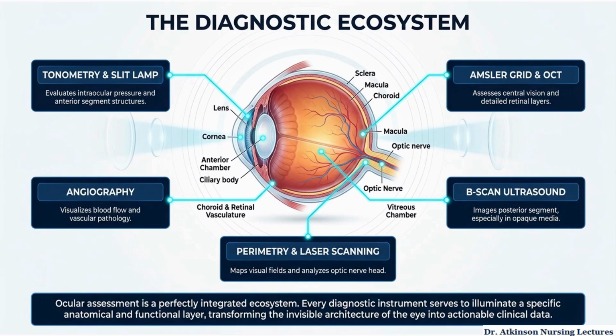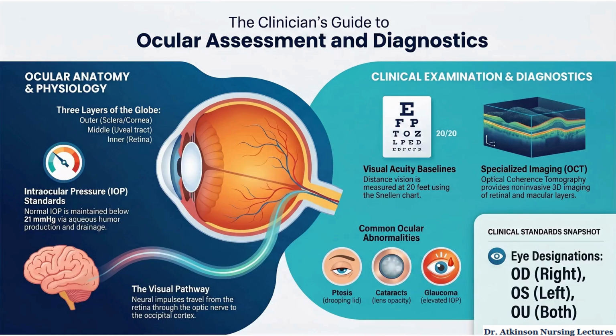B-scan ultrasonography evaluates the posterior segment and is especially useful when media opacity limits visualization. Together, these diagnostic tools provide integrated information about ocular anatomy, retinal function, optic nerve integrity, and vascular status. Ocular assessment combines anatomy, physiology, clinical examination, and diagnostic imaging to evaluate both structure and function of the eye.